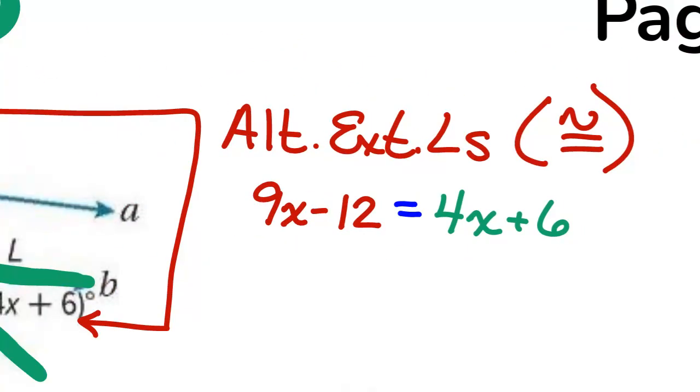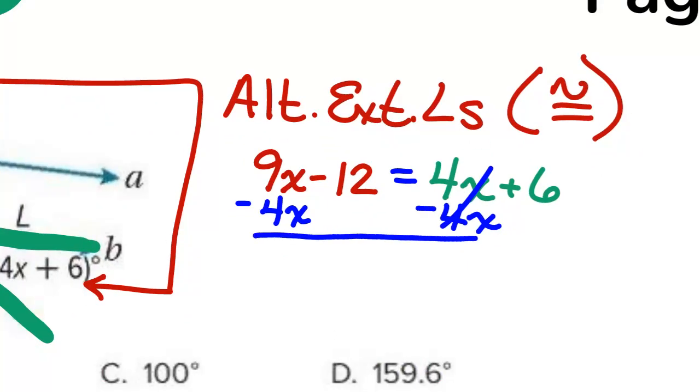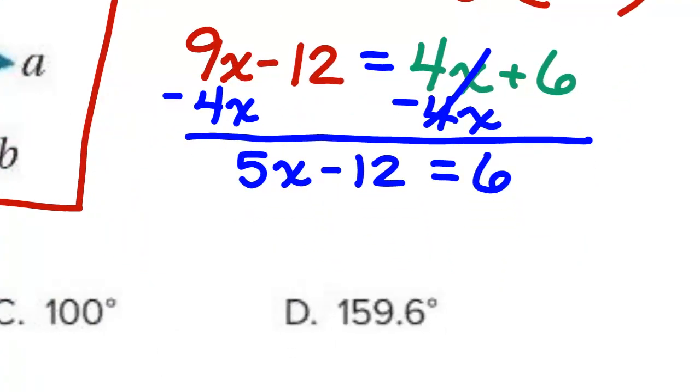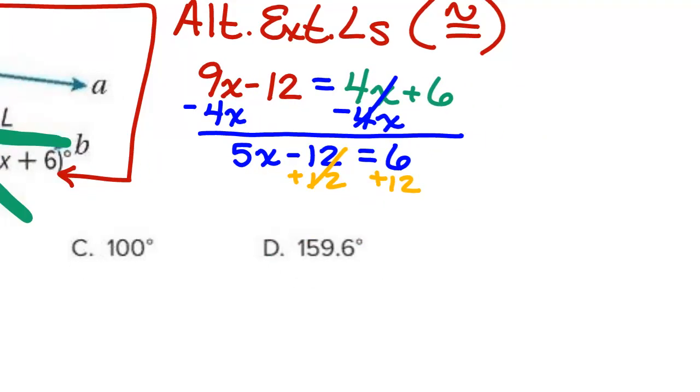And now we need to solve this for x. What's my first step to solve it for x? Group my x's on one side, so I'm going to subtract 4x from both sides. That would give me 5x minus 12 equals 6. What next? Add 12 to both sides. I'm going to have to bring my work over here a little bit. That would be 5x equals 18.